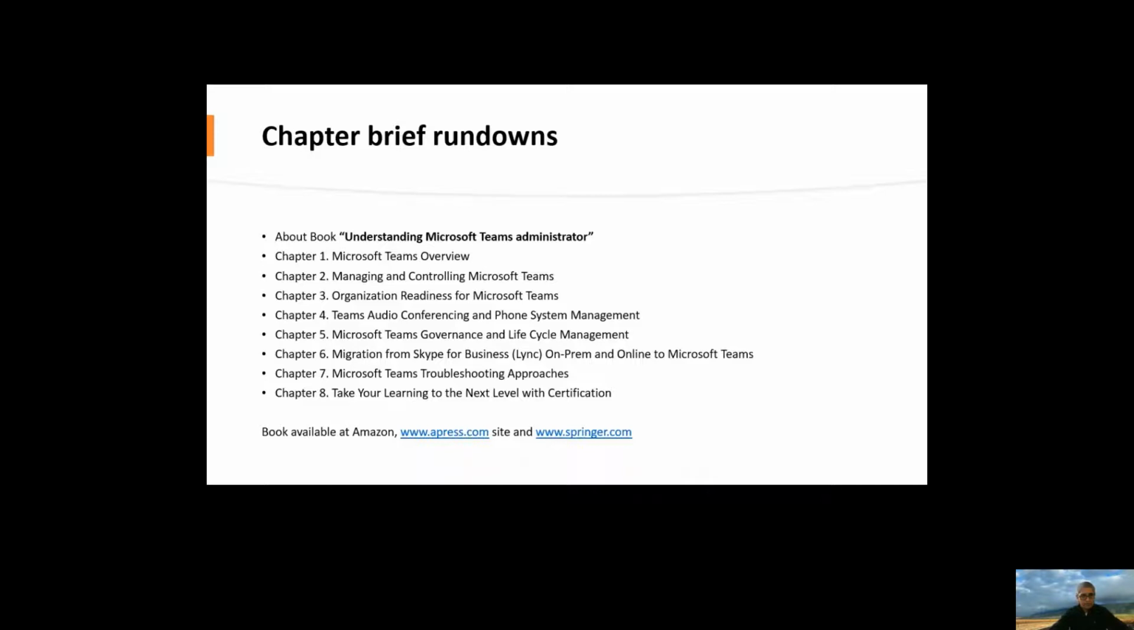Chapter 3, organization readiness for Microsoft Teams. This is another important chapter, providing detailed information on network assessment and bandwidth planning for Teams, deploying and managing quality of service, that's QoS, and deploying VPN split tunneling for Microsoft Teams media traffic. VPN split tunneling is very important for people who are working remotely and accessing Teams via VPN. So this chapter is more on network planning and preparation and the readiness aspects.